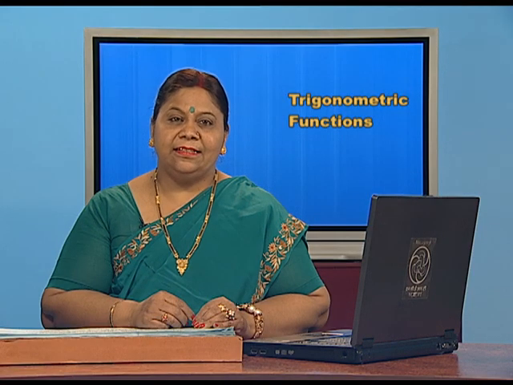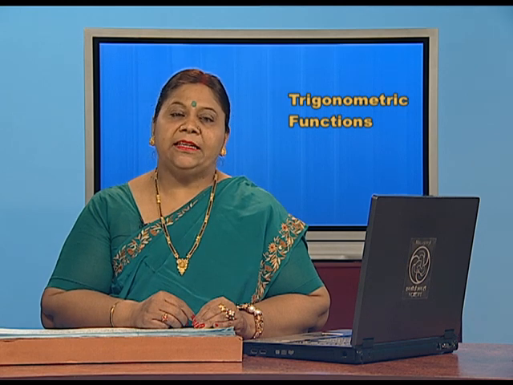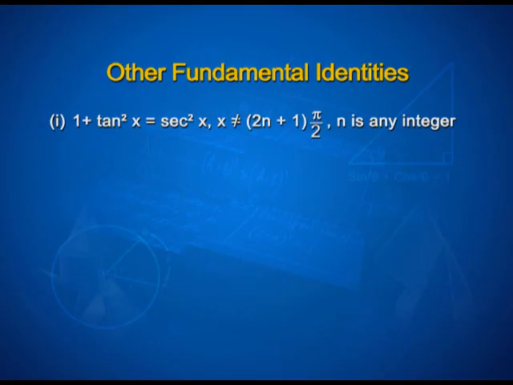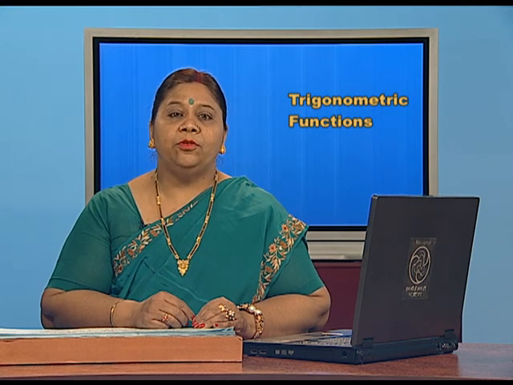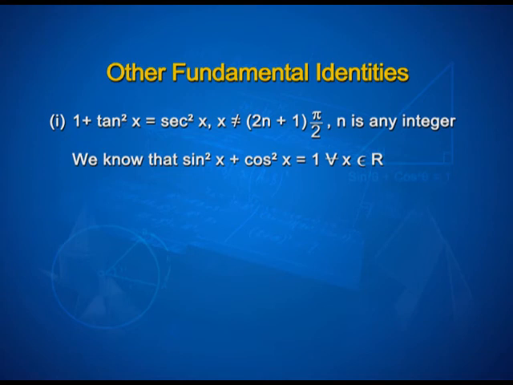Now, let us discuss some other fundamental identities. 1 plus tan square x is equal to sec square x when x is not equal to (2n plus 1) into pi by 2, n is any integer. We will derive this with the help of the previously known identity, that is sin square x plus cos square x is equal to 1 for every x belonging to R.